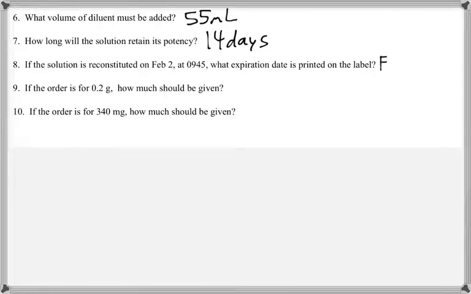If the solution is reconstituted on February 2nd at 9:45, what expiration date is printed on the label? So that would be February 16th at 9:45. So just add 14 days to this.